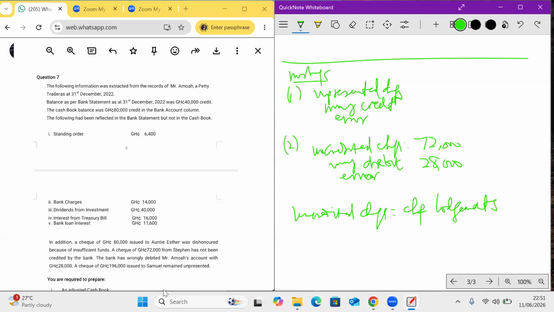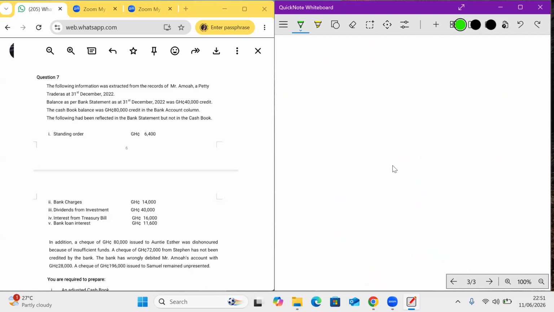So unpresented is 196,000. So where do you record that? Unpresented check. So here you do your workings. Sometimes the unpresented checks might be more, so you have to add them one after the other. Uncredited checks might also be more. You have to put them in together one after the other. So these are our workings.